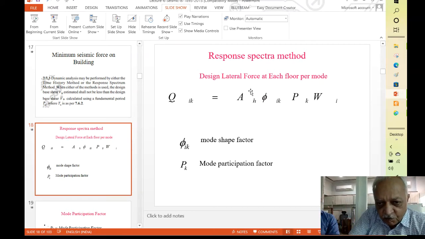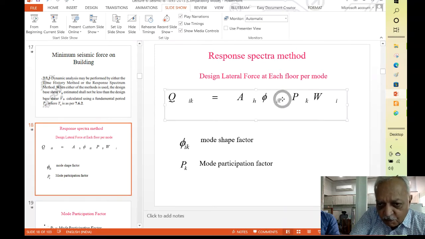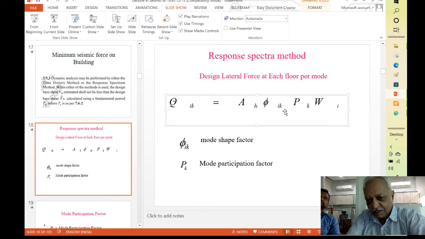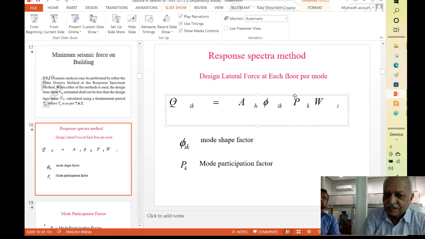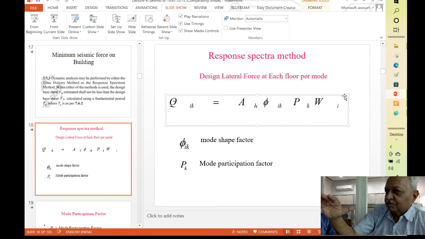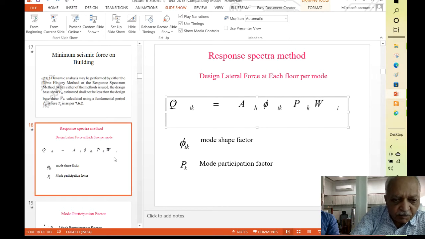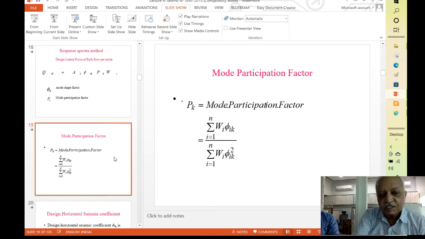They have given this coefficient AH, which we will see shortly. Then you have the mode shape factor at that point, because you are calculating the force at that point in that mode of vibration. Then we have this mode participation factor, which again is defined in the code itself, multiplied by the weight at that floor level. So weight, mode participation factor, mode shape factor, which is that phi, and of course AH, the design horizontal coefficient. All of that put together, you are able to get the seismic force at that point.